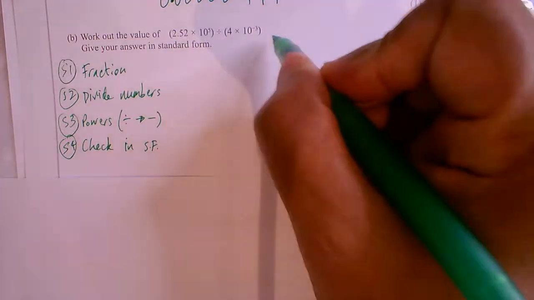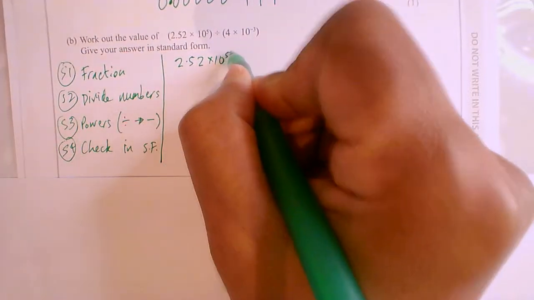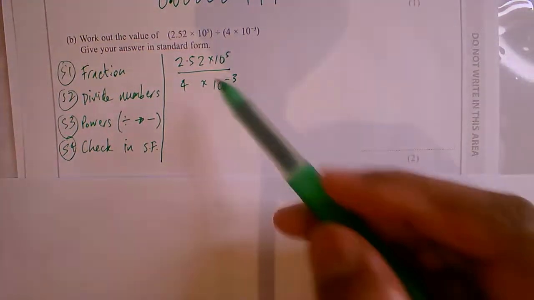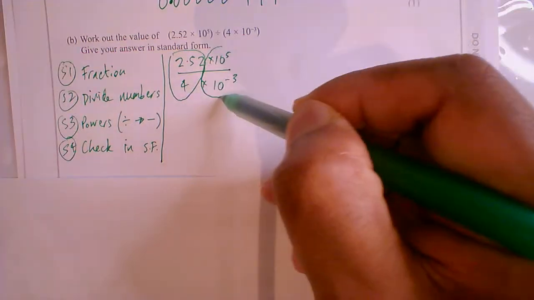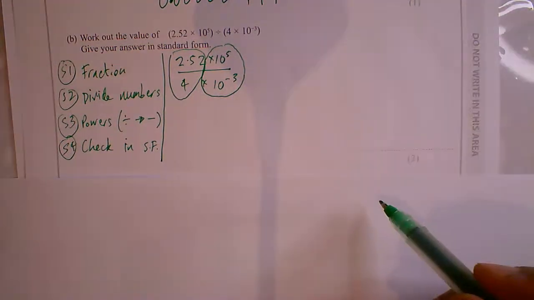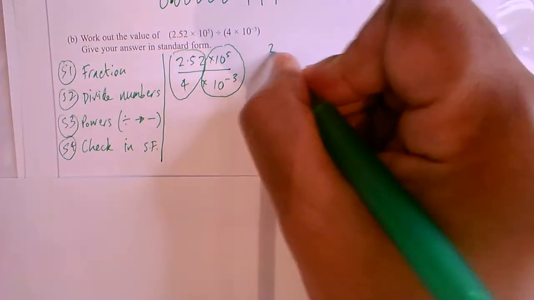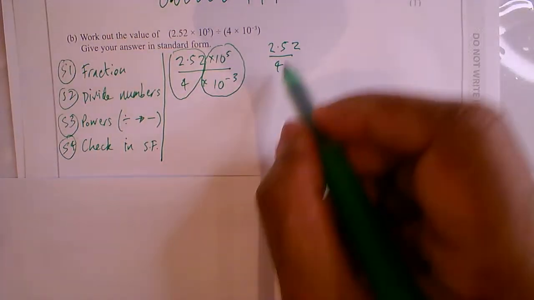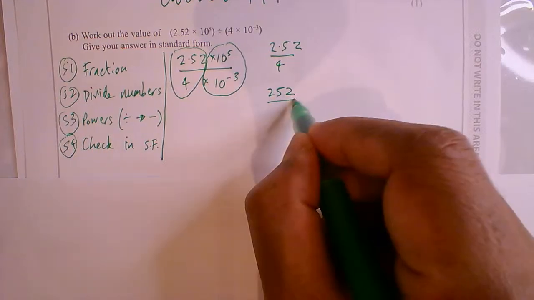So first of all, put it in a standard fraction format: 2.52 times 10 to the power 5 divided by 4 times 10 to the power minus 3. So I can clearly see my numbers are here and my powers are here. So I need to do the numbers first. So I'm going to do 2.52 divided by 4. So I'm going to change that to a whole number. So I'm going to say it's 252 divided by 4.